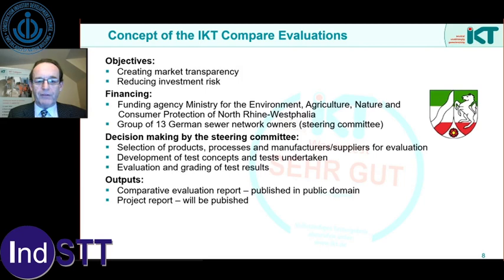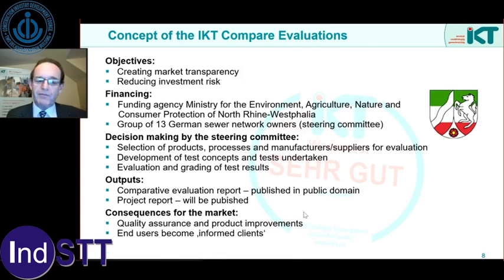The outputs from this are 2 reports. There is first a report on this comparative exercise we undertook, which is already published and in the public domain, and then there is a wider project report which will be published looking at the wider issues surrounding this and the QA lessons that were drawn out from it. And what does it mean for the market? The consequence of this exercise is that the sewer network owners understand quality assurance issues. They can call for improvements in products, and they become informed customers or informed clients who know what to ask for.